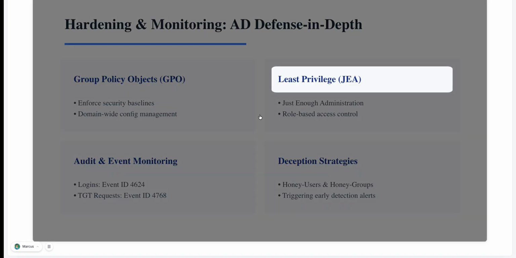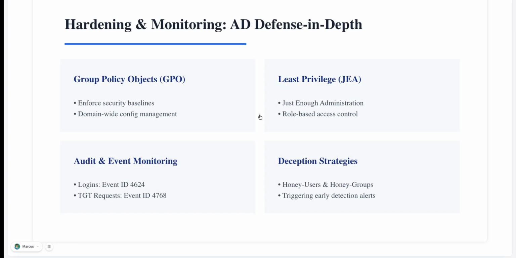Next, we have Just Enough Administration, or JEA. This is the practical implementation of least privilege. Rather than giving an admin full rights to a server, JEA uses PowerShell role-based access to limit them to only the specific commands required for their task.